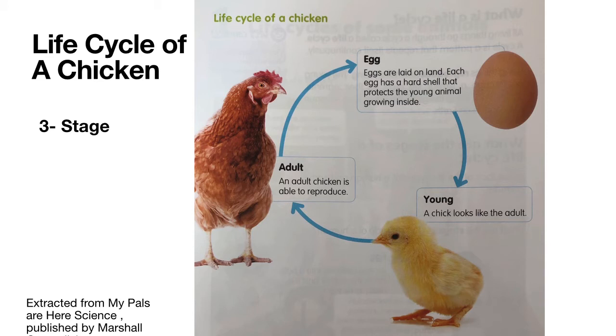So the three stages, again, just like the human, consist of the egg, although the anatomy of the eggs is different, the young, and the adults.